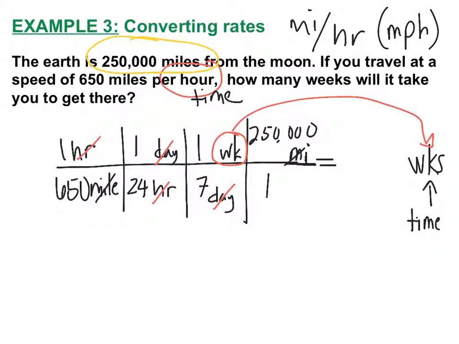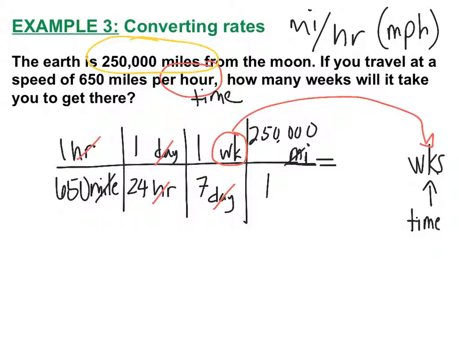So I'm going to divide by 650. I'm going to divide by 24. I'm going to divide by 7. And when I say I'm going to divide, I am actually hitting the division symbol when I do that. You can see the other video that will show that on the calculator. And then I'm going to hit enter.